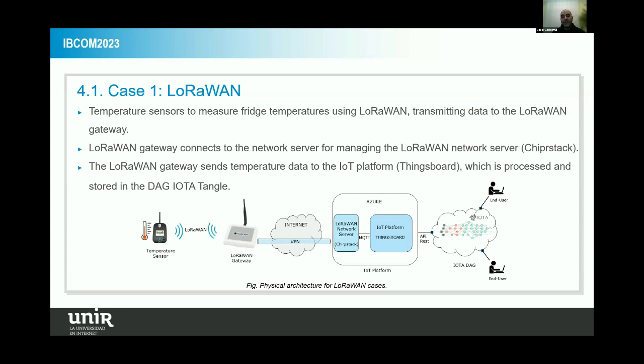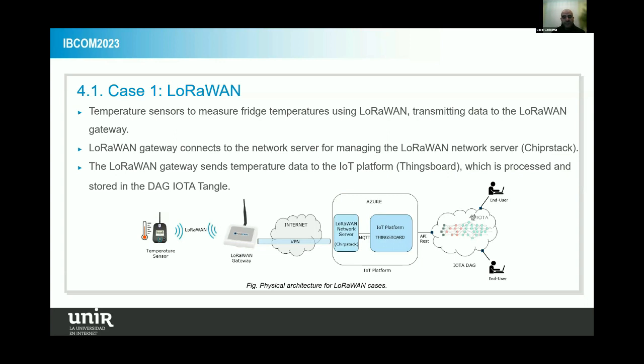Also, we use ThingsBoard here. ThingsBoard is an open source IoT platform, the same as ChirpStack. You don't have to pay for that. And this platform, instead of storing the data internally, loads the temperature data collected from the sensor through a REST API to the DAG for real-time access.